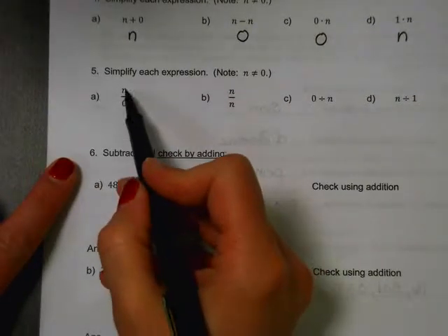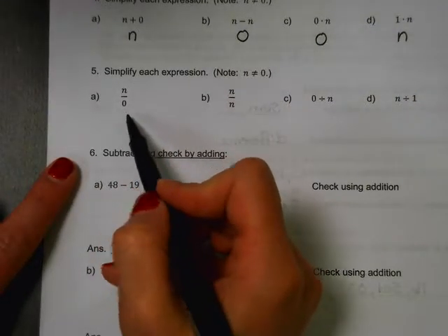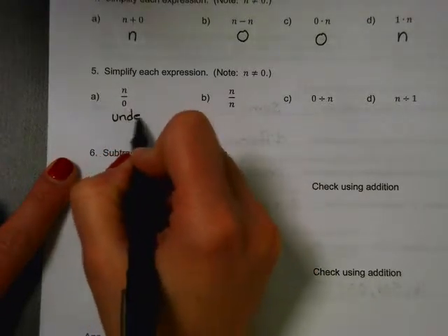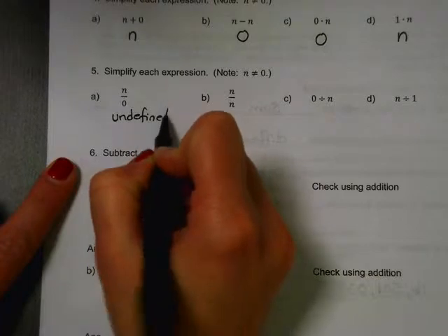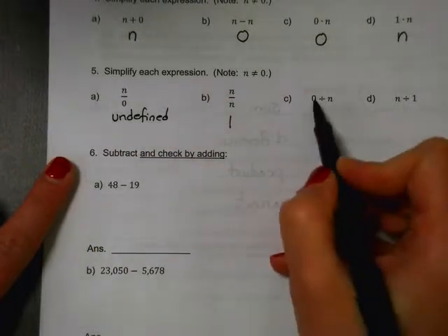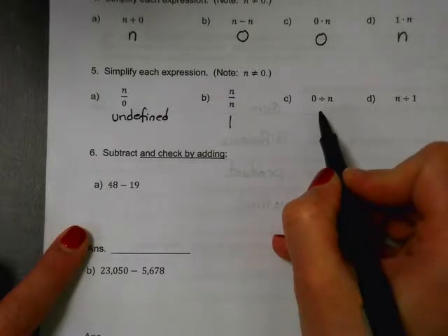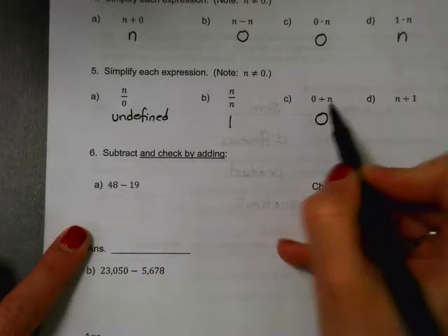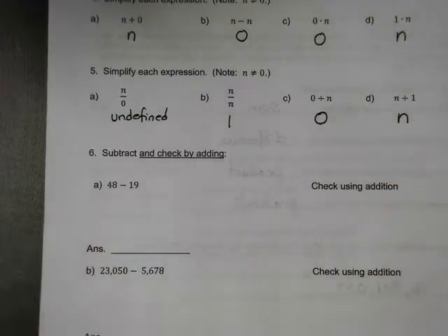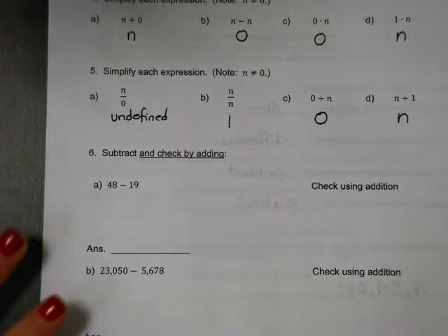Okay, this one, you know it's either 0 or undefined. Which one is it? Undefined because it spells no. Okay, n divided by n is 1. 0 divided by n is 0. And then n divided by 1 is n. So those are just some basic rules. Is that all right? Okay, good.